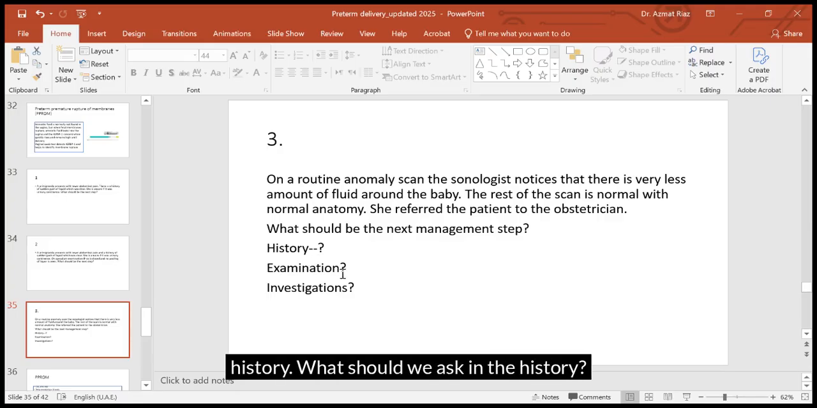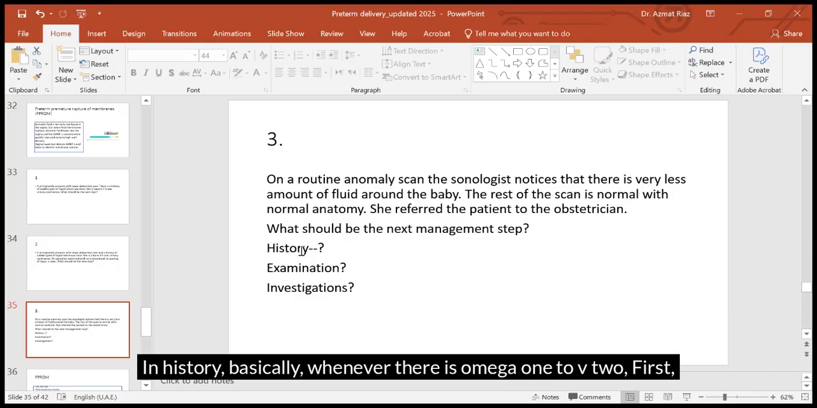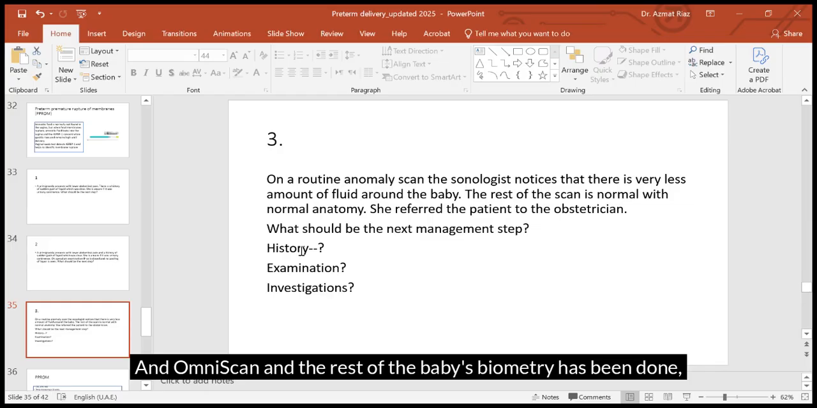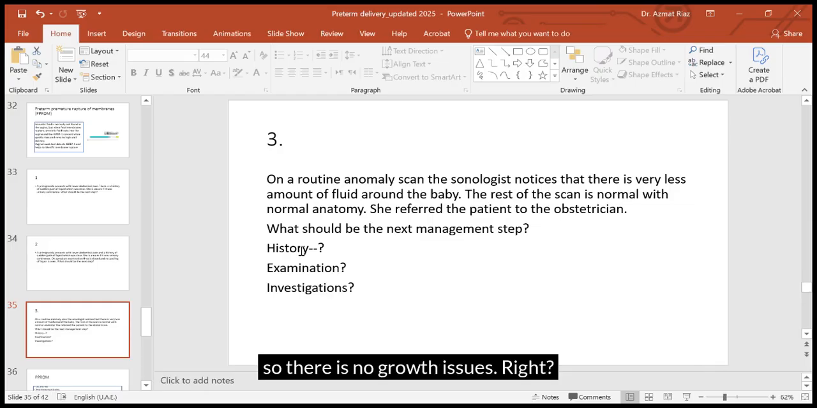What should we ask in the history? What should we ask in the examination? What should be the investigations? If we don't find time, I'll tell you here. In history, whenever there is oligohydramnios, what do we do? First, check her blood pressure. The anomaly scan and the rest of the baby's biometry have been done, so there are no growth issues. So it's just oligohydramnios. Then our suspicion of PPROM is increased.